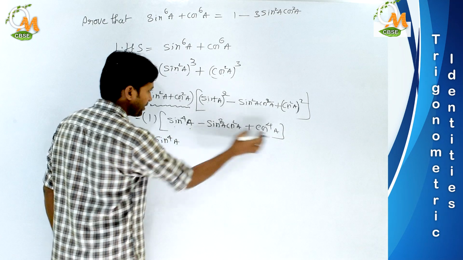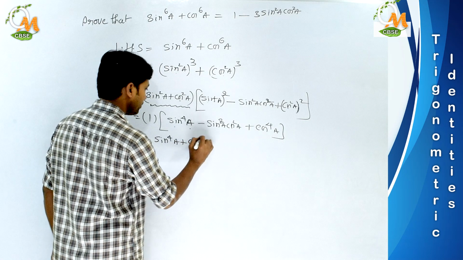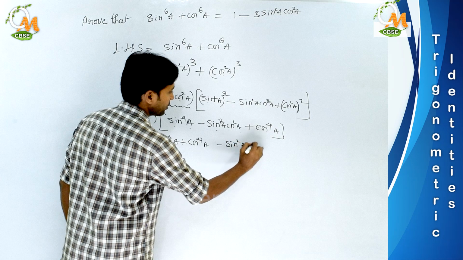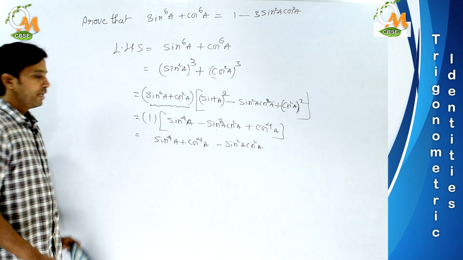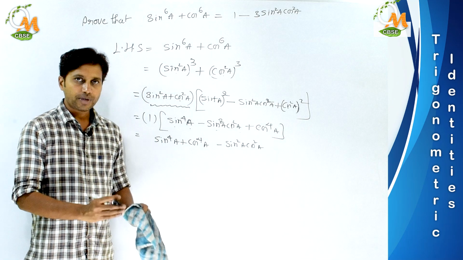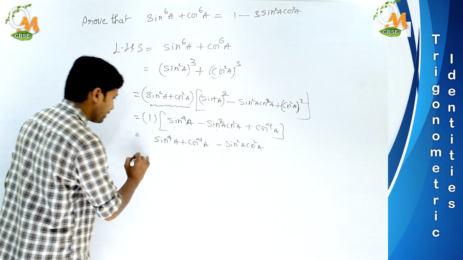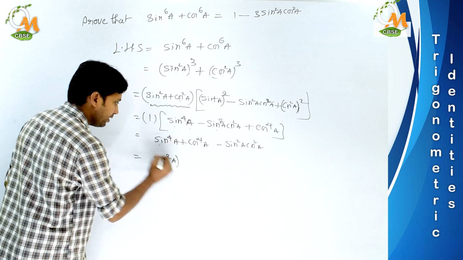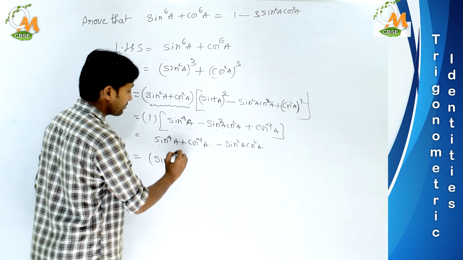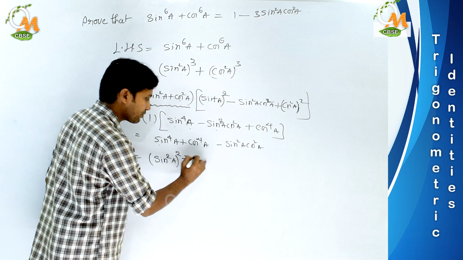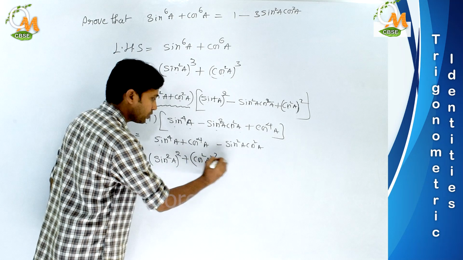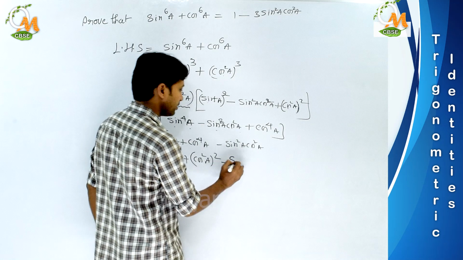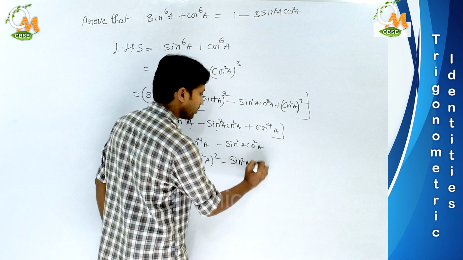Now group sin power 4a with cos power 4a, minus sin square a cos square a. Right? Now for my convenience, I want to rewrite this differently. Sin power 4a can be written as sin square a whole square, plus cos square a whole square, minus sin square a cos square a.